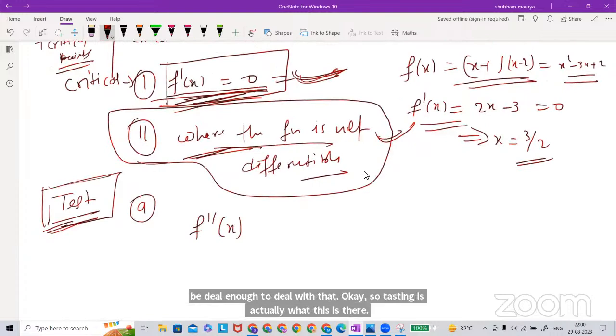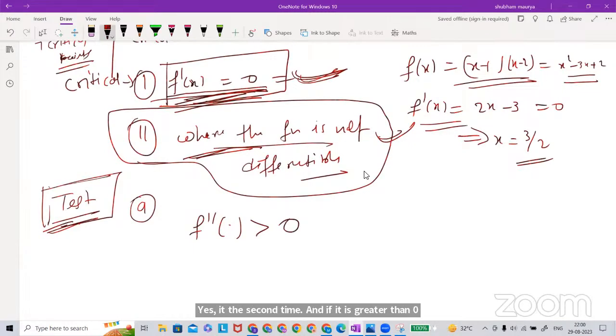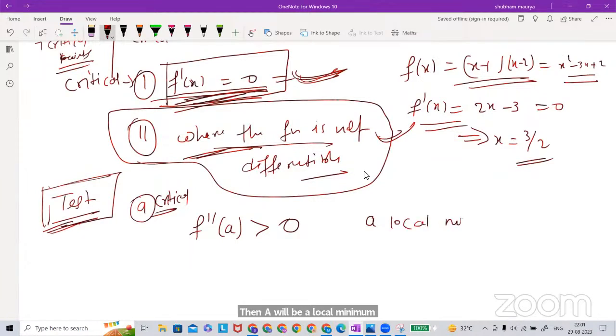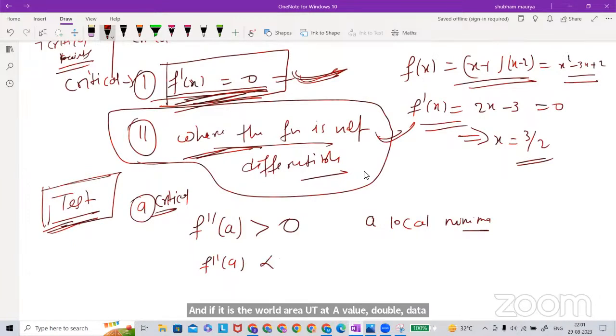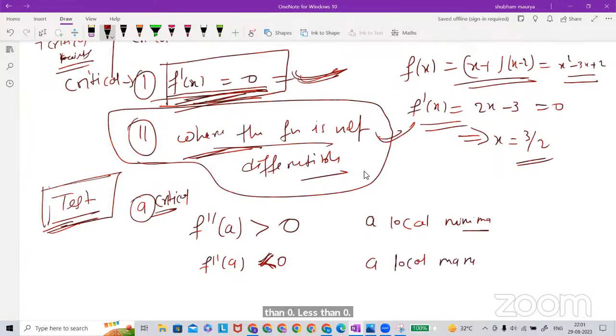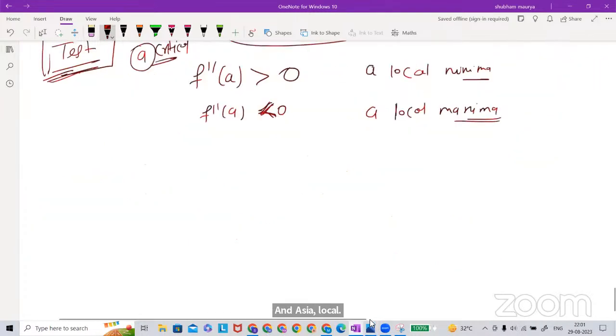If A is a critical point and the double derivative at A is greater than 0, then A will be a local minima. And if the double derivative value at A is less than 0, then A is a local maxima. Two tests we have.